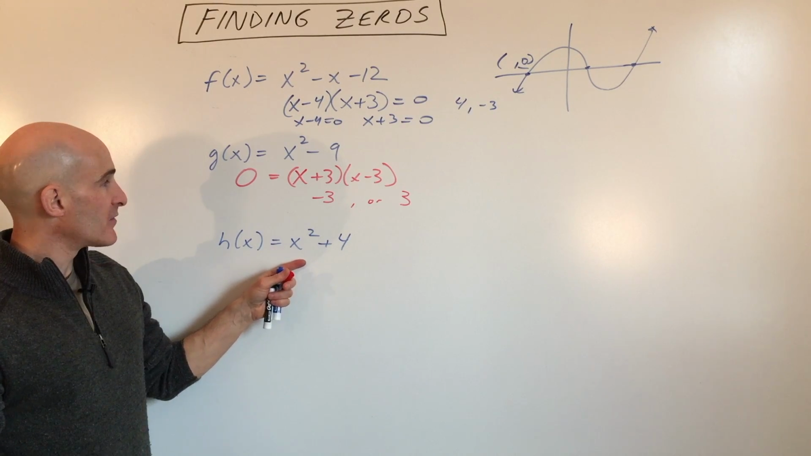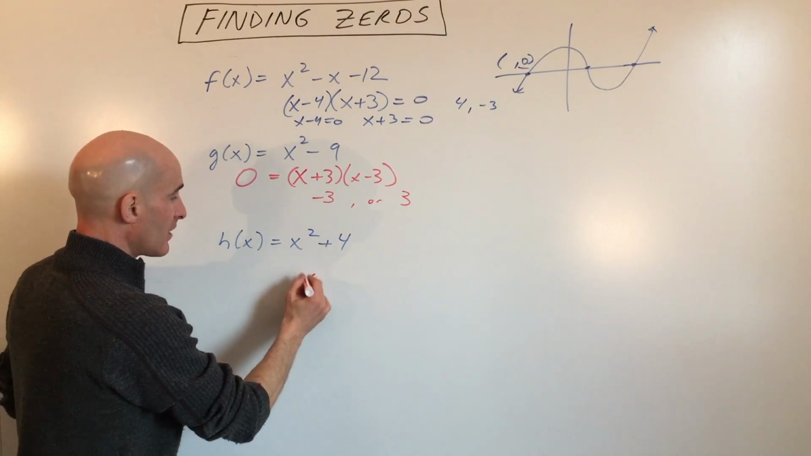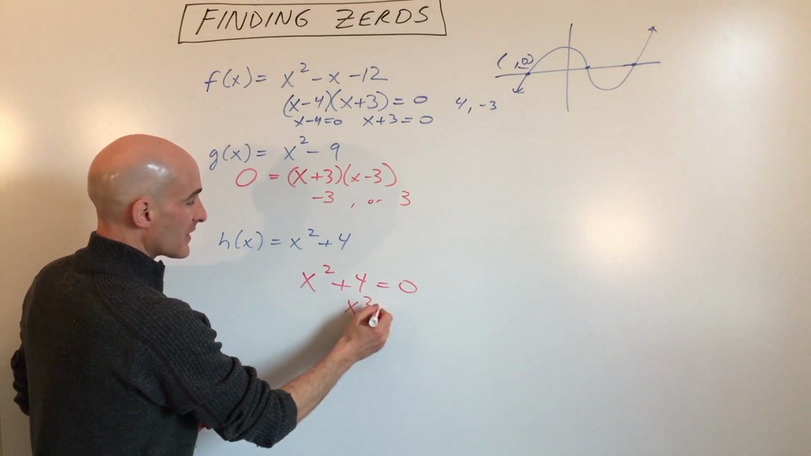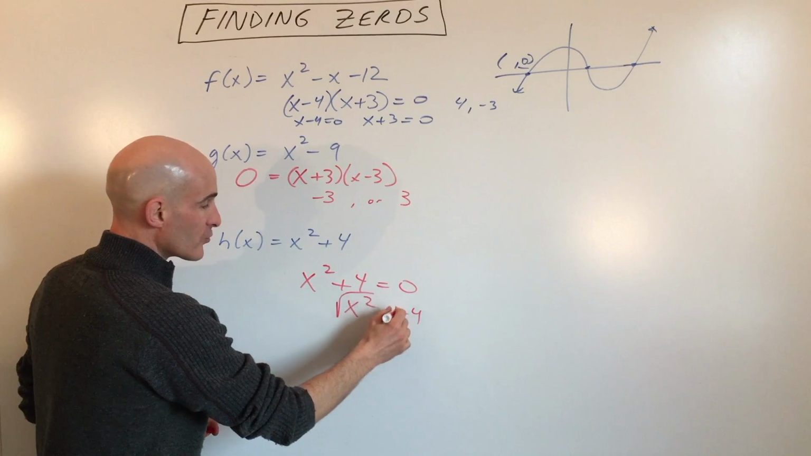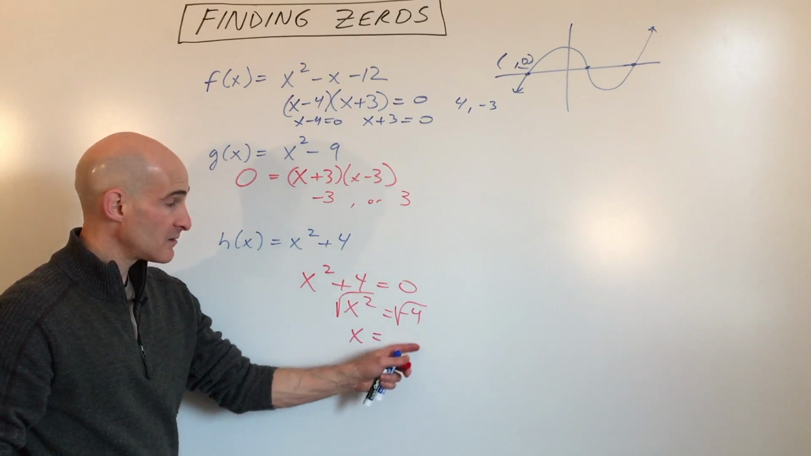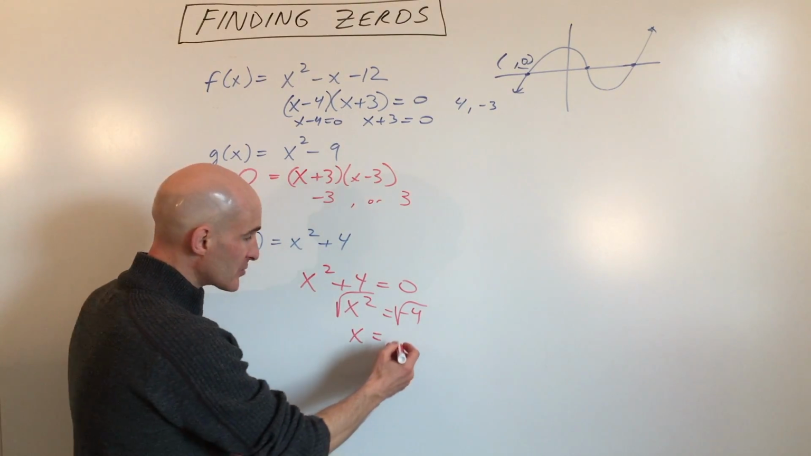Okay, and then in this problem here, we're going to set this equal to 0. So we've got x squared plus 4 equals 0. x squared equals negative 4. Okay, so I'm just solving. Take the square root of both sides. When you take the square root of a negative number, you get an imaginary number. And we talked about this in a previous video. You can take a look at that if you're interested.